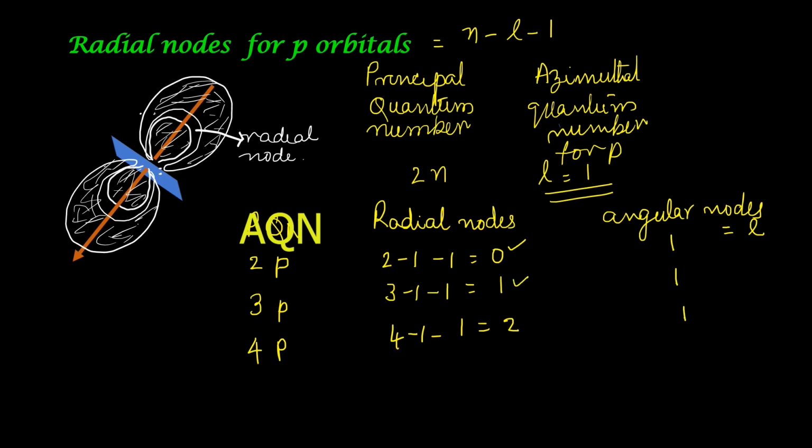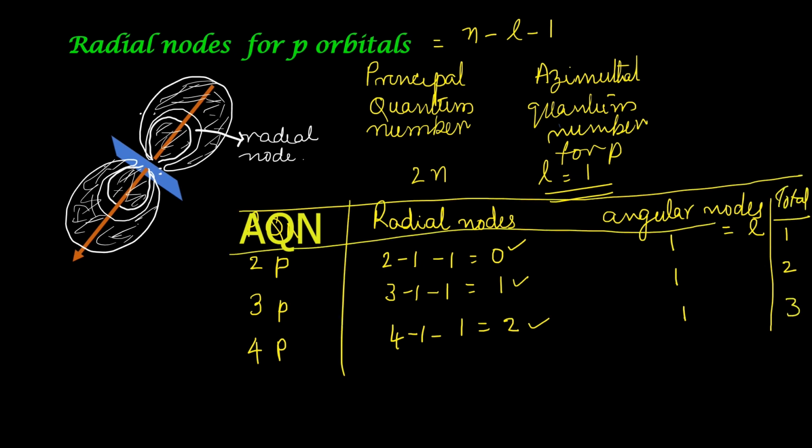So the radial node goes on increasing from 0 to 1, 2, 3, etc., depending upon the principal quantum number starting from 2. Okay. So what about the total? Total number of nodes for 2p will be 1, for 3p it will be 2, and for 4p it is 3, and so on. If you make a table out of it, it will be something like this.